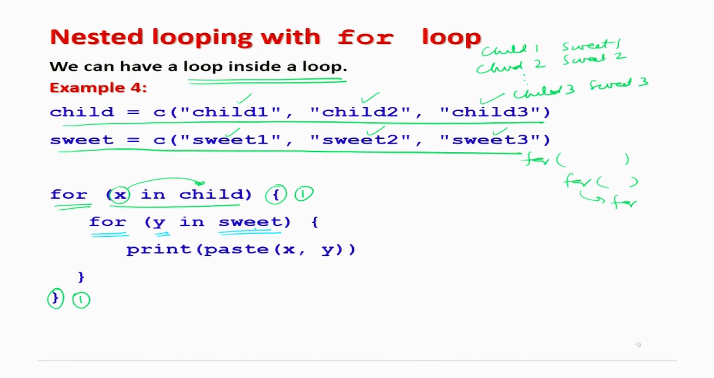So, I give here one more counter variable y, which is trying to control the values in the data vector suite: suite 1, suite 2 and suite 3. Whatever I want to do is contained in this curly bracket, which is here as number 2. I simply want to paste the values of child and suite and print them. For paste, there is a command here, paste.